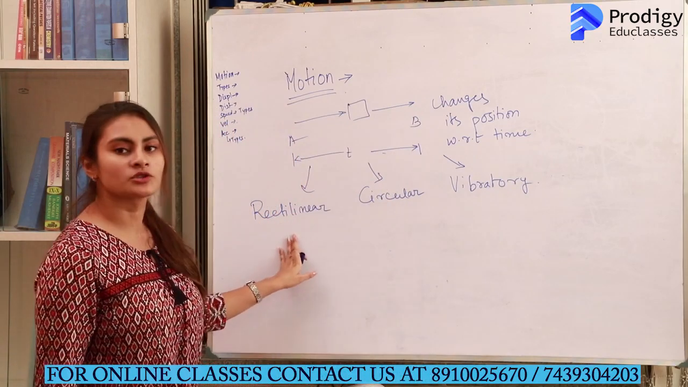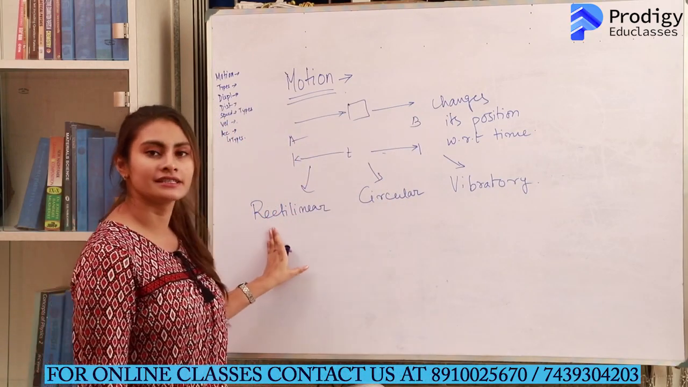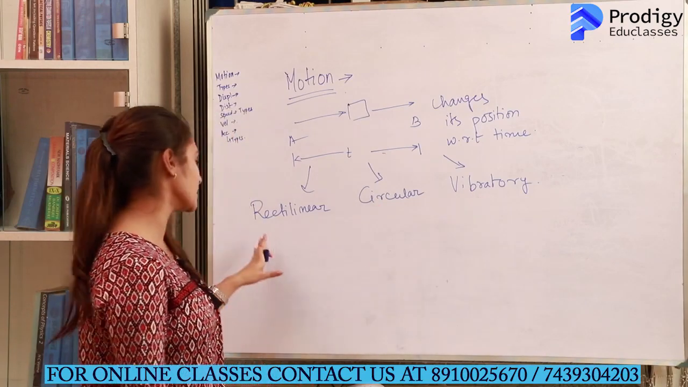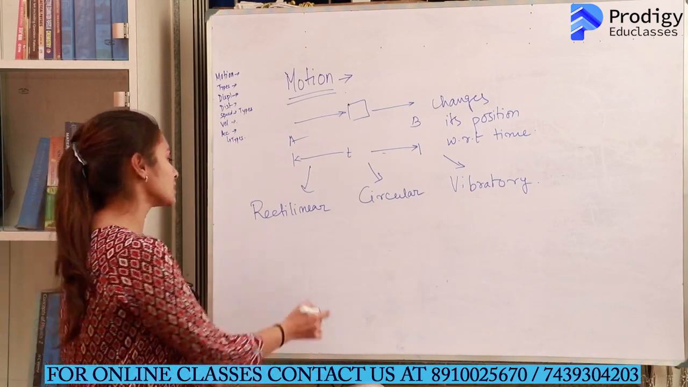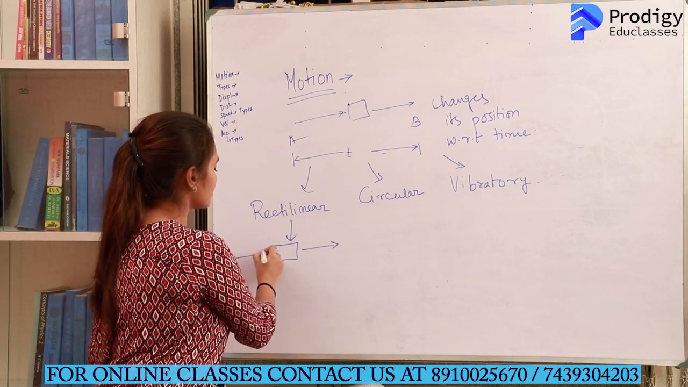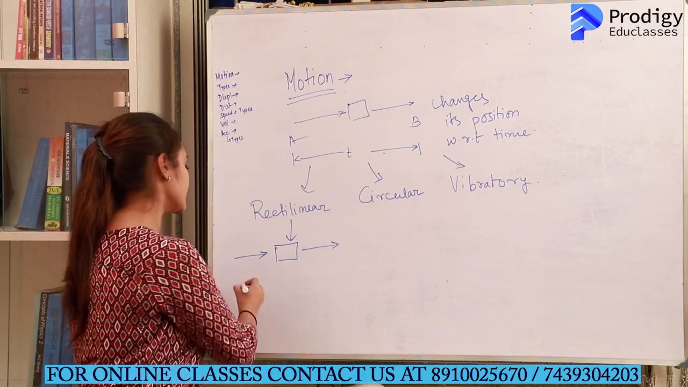Now, there are three types of motion. The first one is rectilinear motion, the second one is circular motion, and the third one is vibratory motion. What is rectilinear motion? Rectilinear motion is whenever an object changes its position with respect to time but travels in a straight line.